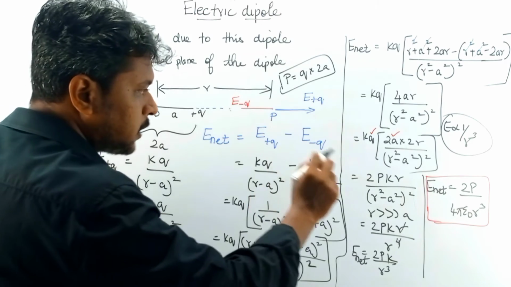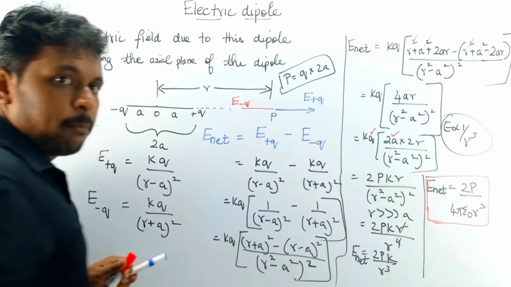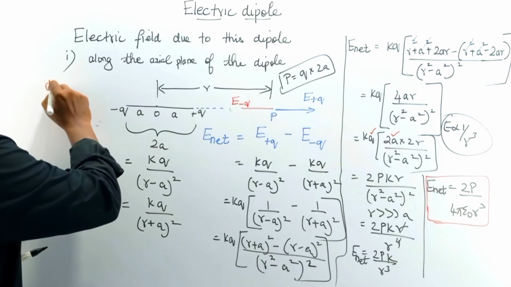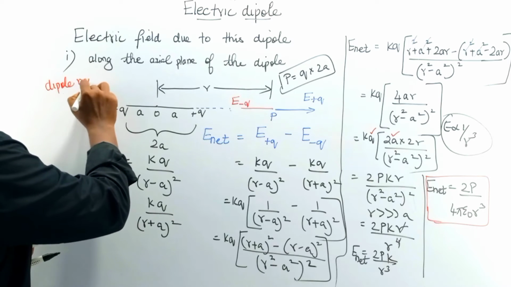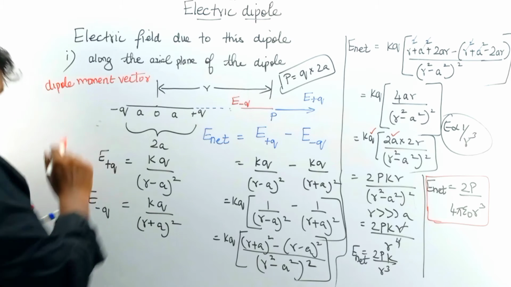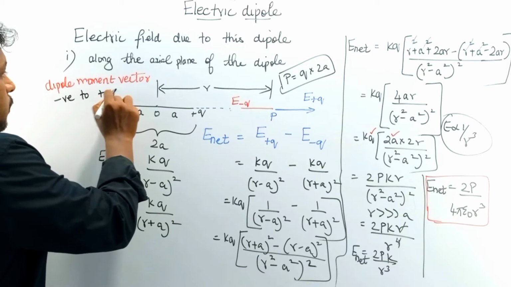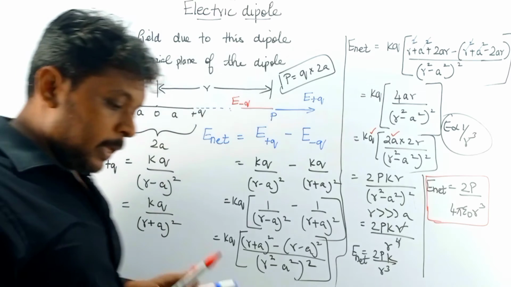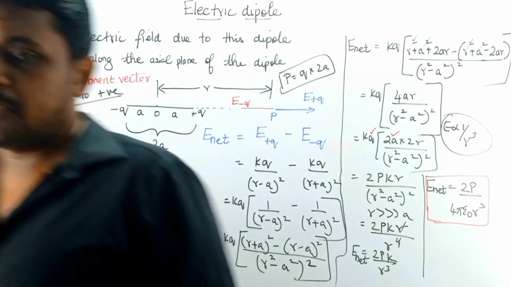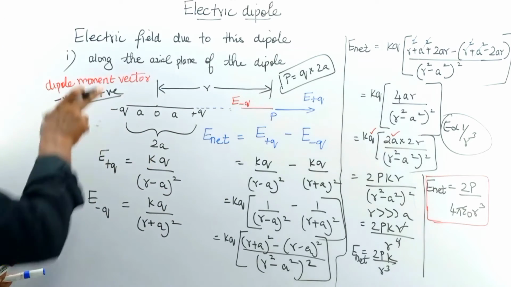First we have to identify the direction of the dipole moment, or we call it the dipole moment vector. It is always from negative to positive charge. That will be the direction of the dipole moment, naturally. Okay. So here, the net electric field along the axial line.